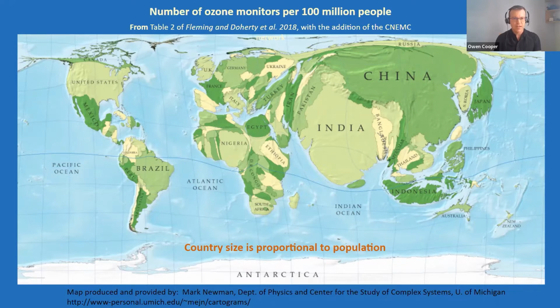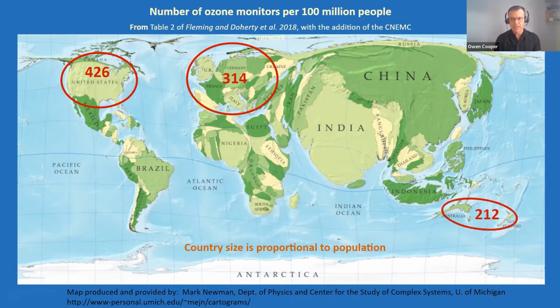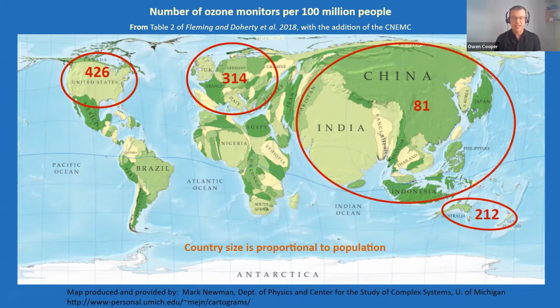So if we can go to the next region. Okay, this is the number of ozone monitors per 100 million people in North America. So there's about 426 monitors per 100 million people. And the next region is Europe. They also have a lot of monitors, 314. And the next region is Australia and New Zealand with 212 monitors per 100 million people. Now, if we go to the next region, South and East Asia, now we see the numbers are really falling off. Even with China's 1,600 monitoring sites, there's only 81 monitors per 100 million people.